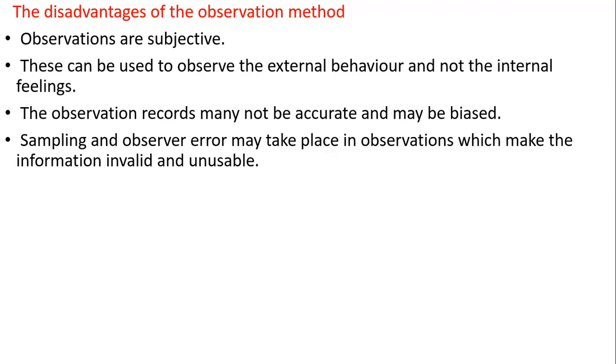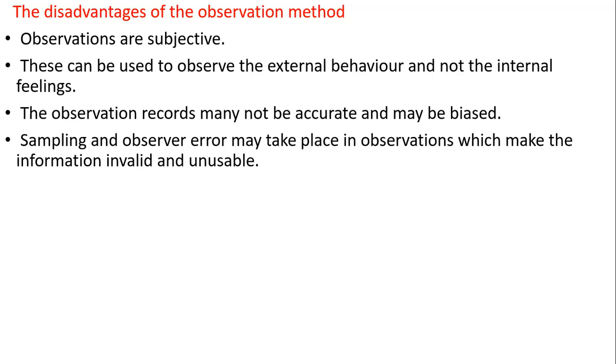What do you mean by subjective? I told you before. What do you mean by subjective? It depends on the person who observes. The person cannot avoid becoming subjective, because sometimes our ideas and thoughts are added to the results. So we can't avoid that. That becomes subjective, depending on the person who observes.